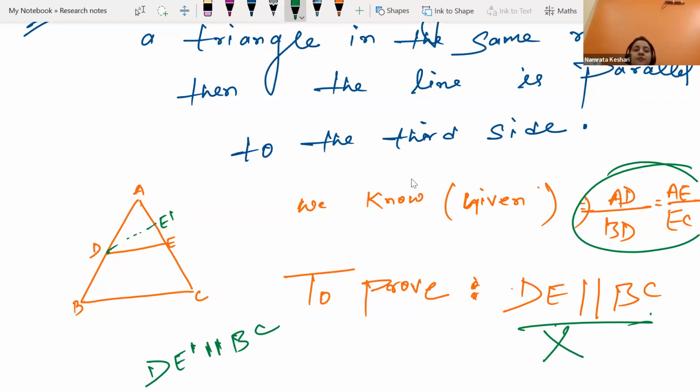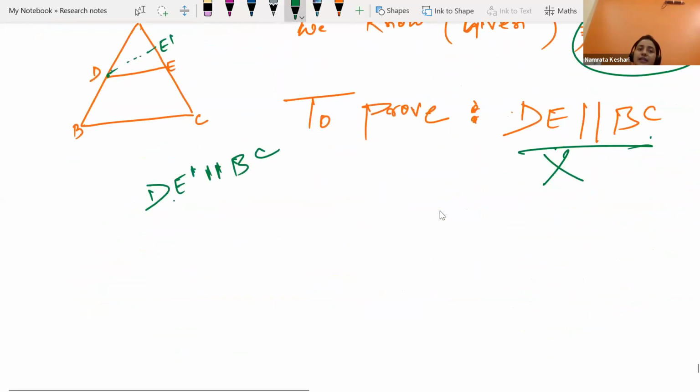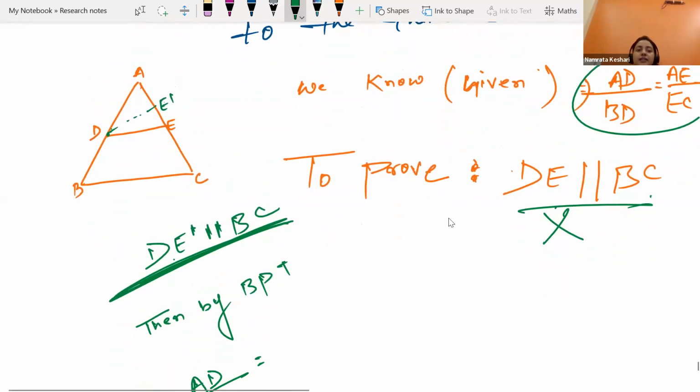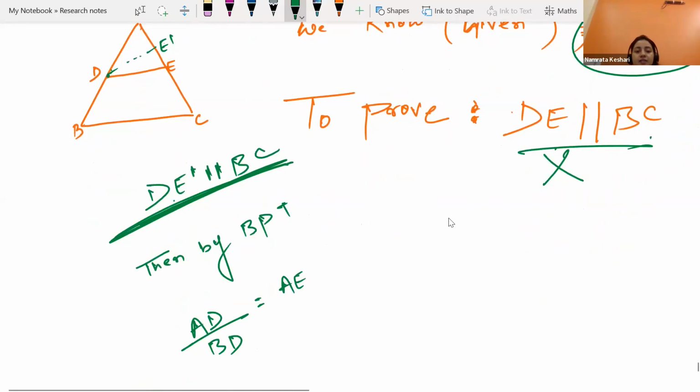After that, what we will do, we will say that since DE dash is parallel to BC in this triangle, then by the basic proportionality theorem, we can write a ratio. Two ratios are equal. Which two ratios? We can write that AD by BD is equal to AE dash by E dash C. Now I am taking a pause and asking you, is it making sense to you? Are you getting what I am talking about?